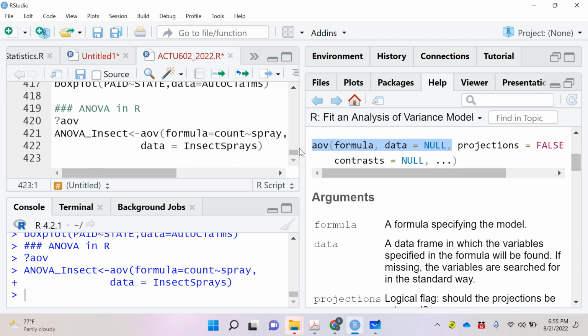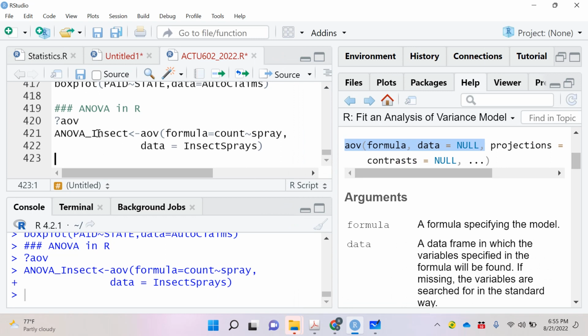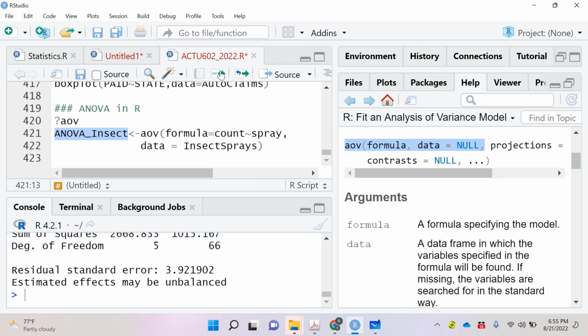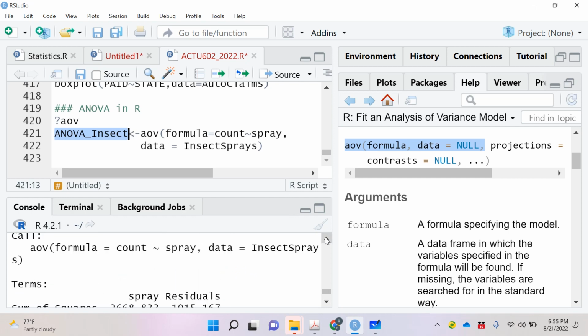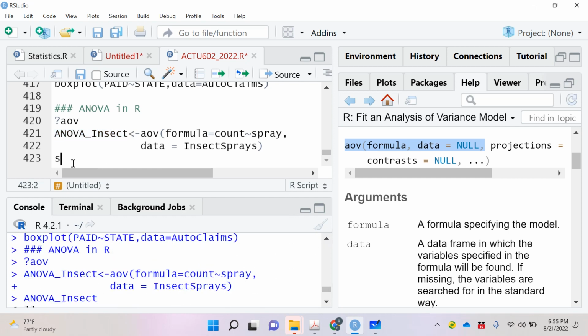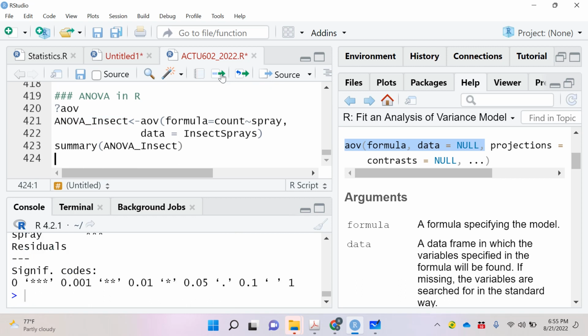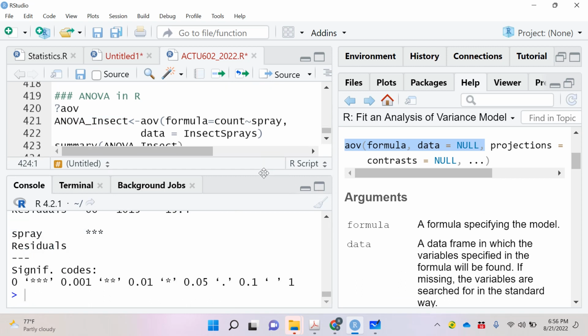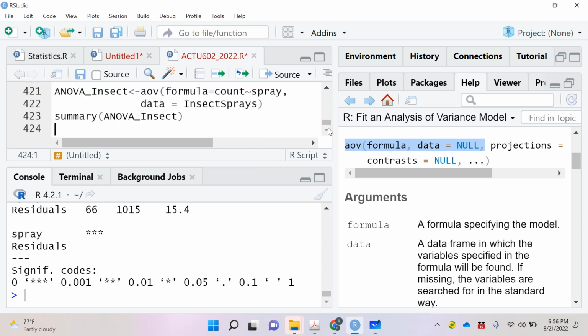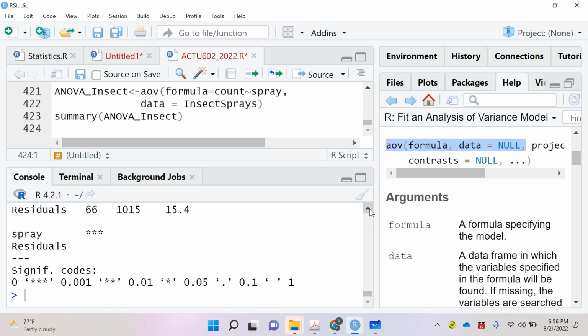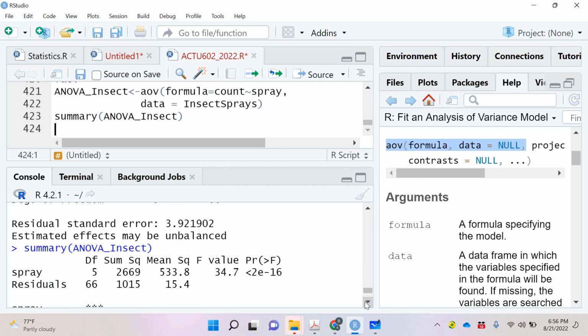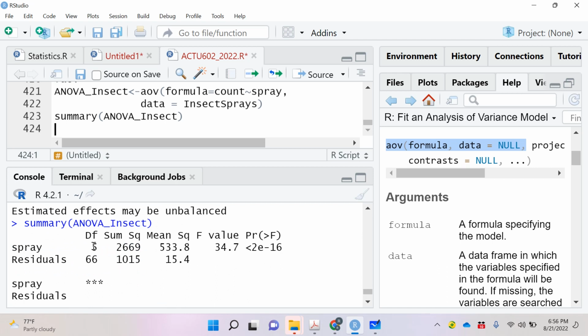Then for me to be able to get the results, of course, I can display the results like this, but it doesn't give me much information compared to when I use summary. So from here I use summary of ANOVA.insect, and then we have it. So now we are going to learn how to interpret this. Remember, for any hypothesis test, you are safe to go with the p-values, right?